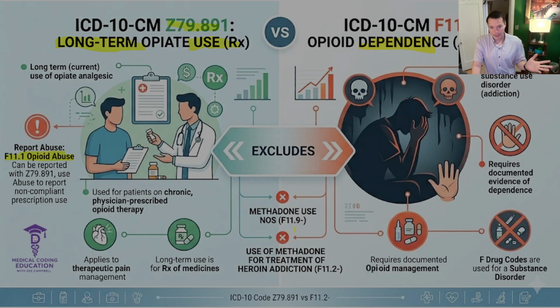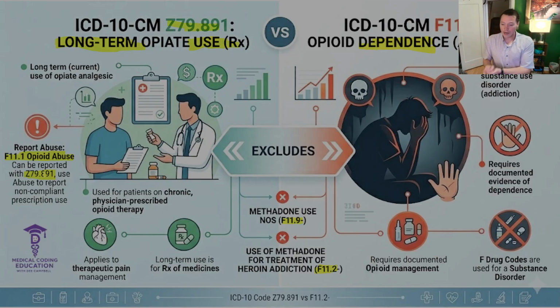That's the key thing here: these codes all exclude each other when it's the use version or the dependency version. As you'll see, the .9 versions are for use and .2s are for dependency. But abuse can be reported with Z79.891. So that's how you're supposed to do it.